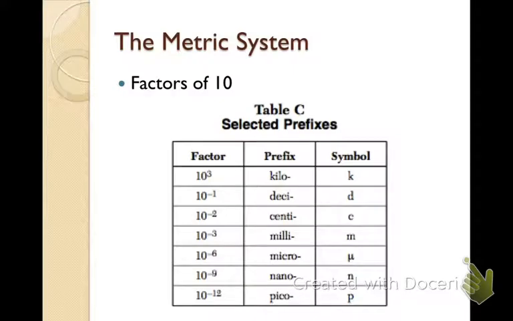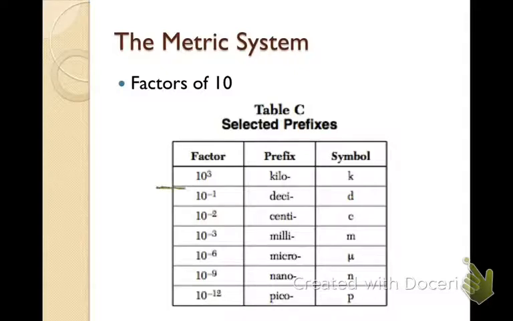So the metric system is based upon factors of 10. That's what makes it so beautiful. In the English system, it's like 1 inch is equal to 2.54 centimeters. I mean, I'd rather remember the number 10 than 2.54 any day. So Table C is here for you in case you ever need it, but we're pretty much going to go ahead through and label this.